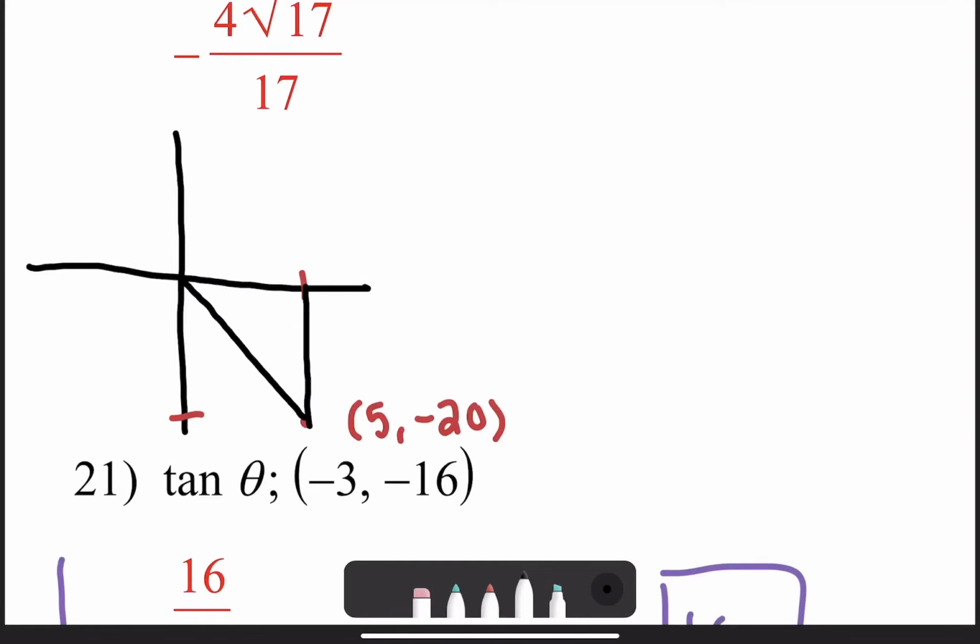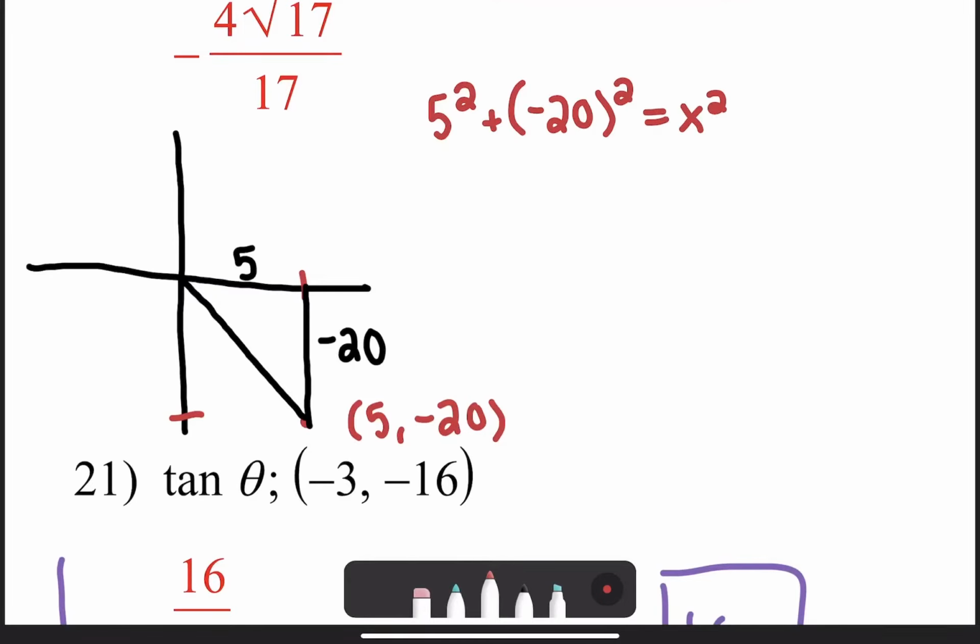And to get there, we had to go over 5 and down 20. Now you're going to use the Pythagorean Theorem to figure out the other side. So you're going to say 5 squared plus, and make sure you put in parentheses, negative 20 squared equals x squared. When you solve for x, you find that x is 5 square root of 17. So you have to get that by using your factor trees. So here we have 5 square root of 17.